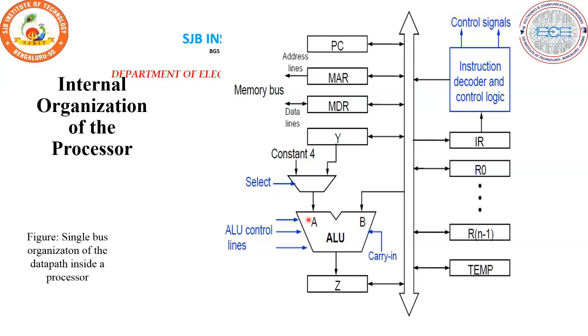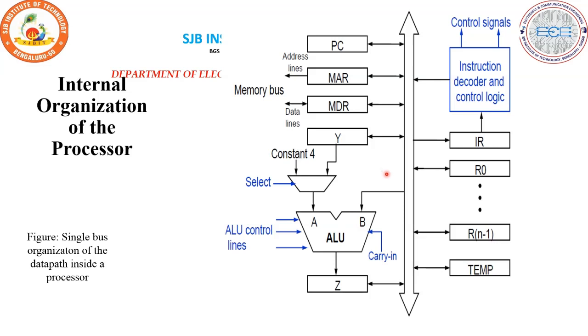Fetch the content of a given memory location and load it into a processor register. Store a word of data from a processor register to a given memory location. So these are the operations that are going to be executed by this unit.